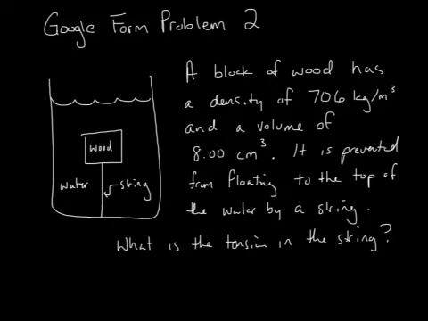Alright guys, so for your second problem for your homework tonight, we have a setup that we see here where we have some kind of container of water, and we have a wood block that's in the water, and it's being prevented from floating up to the top by a string that's somehow attached to the bottom of the container. So this wood block has a density of 706 kilograms per cubic meter, and its volume is 8 cubic centimeters, and we want to know what is the tension in that string keeping it from floating to the top.